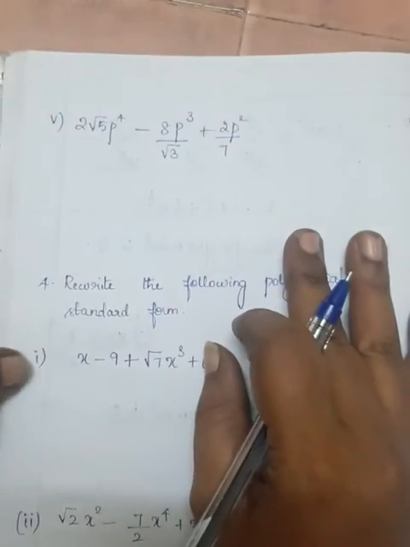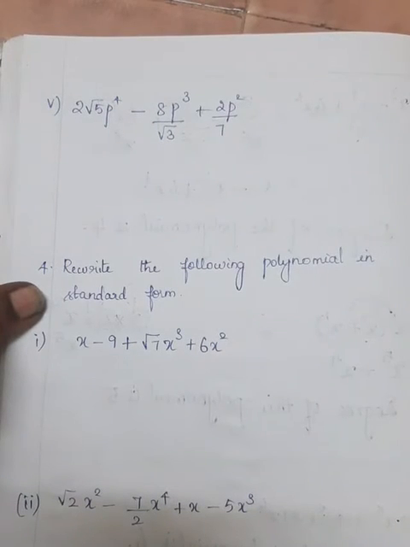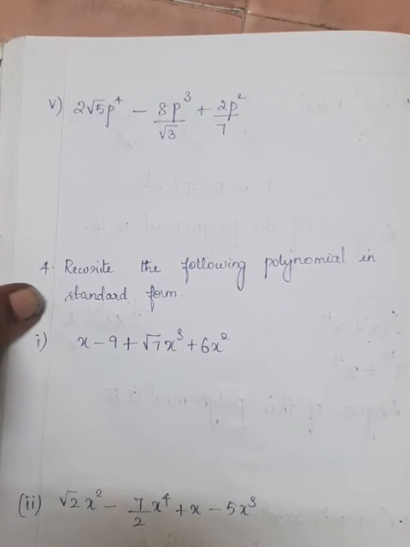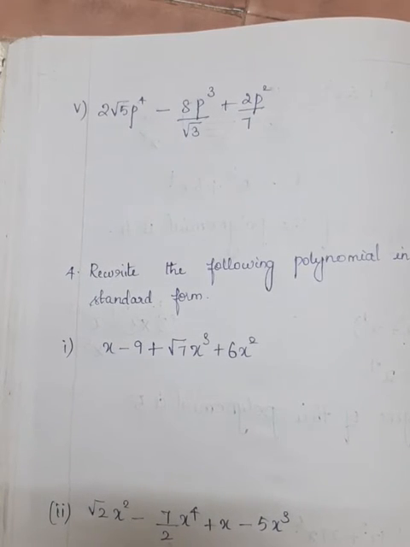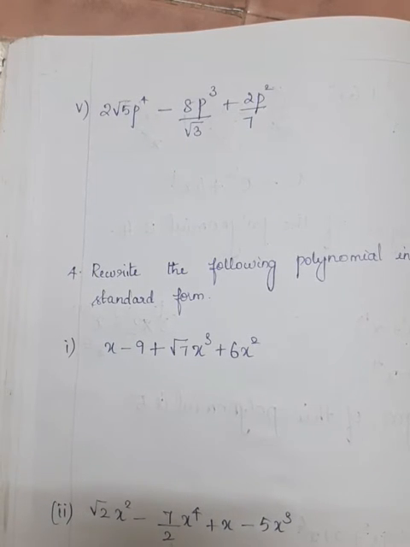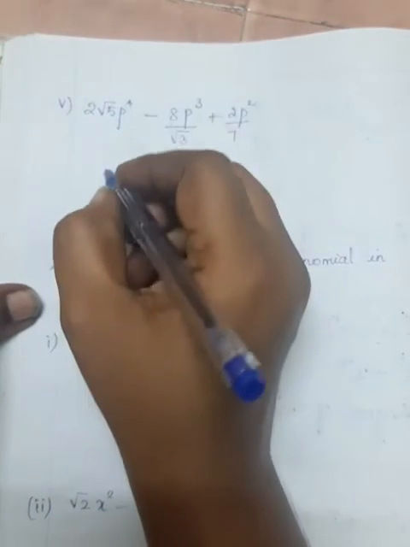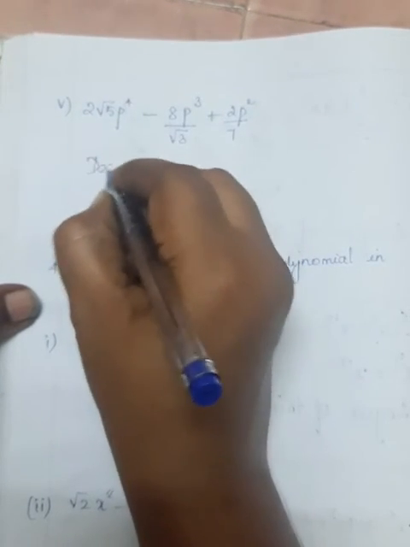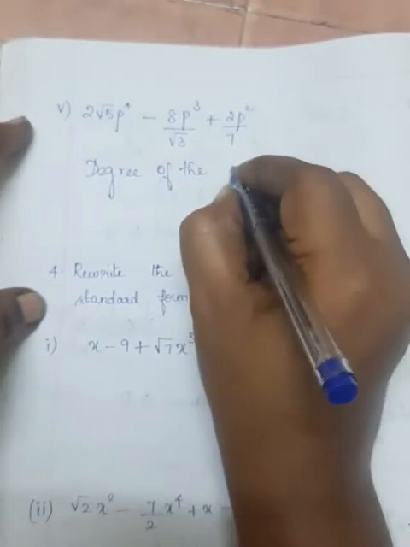Okay, now let's see the fifth subdivision. 2 root 5 power p power 4 minus 8 by root 3 p power cube plus 2 by 7 p square. So see here, we have this polynomial and now tell me which is the highest power. 4 is the highest power. So degree of this polynomial is 4. Degree of the polynomial is 4.